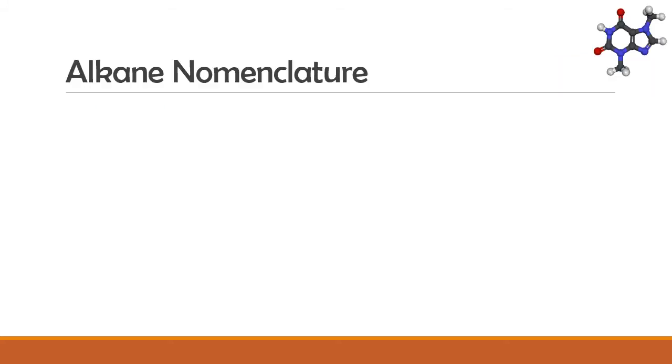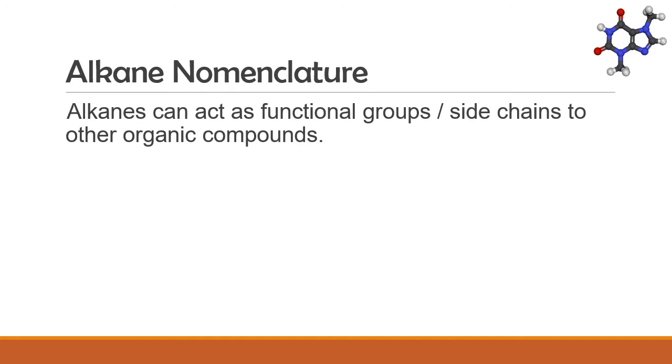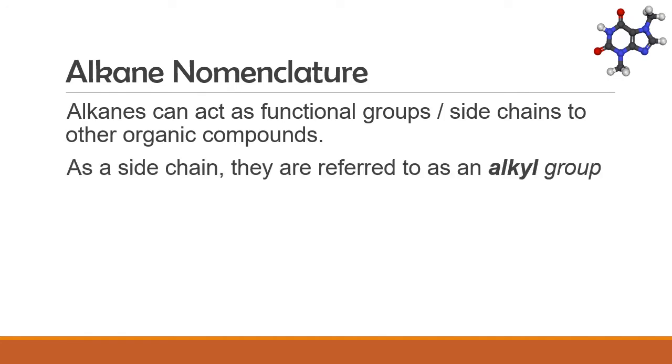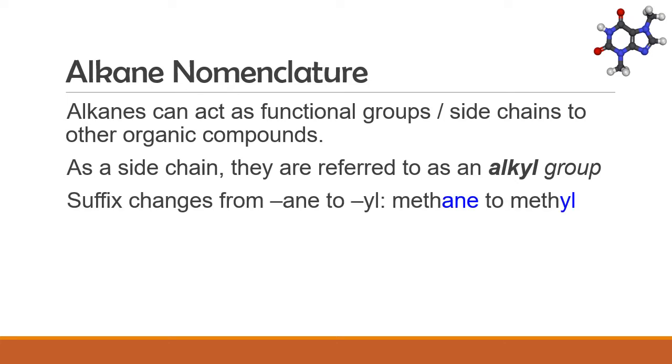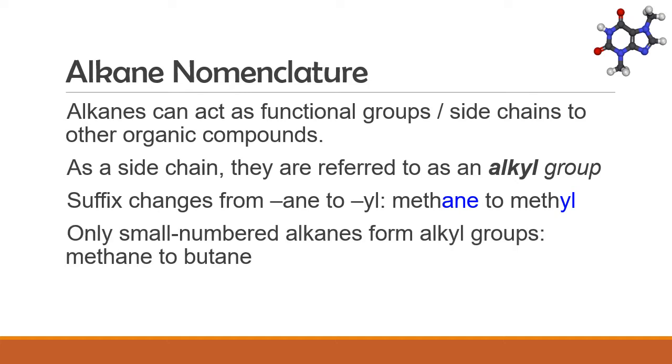In the previous module, we covered the naming of organic compounds. Many organic compounds have alkanes as the parent chain, but alkanes can also become side chains. When this happens, alkanes are referred to as the alkyl group. When naming alkyl groups, we simply change the suffix of the alkane from -ane to -yl. For example, methane becomes methyl. Not all alkanes form side chains. Only the small-numbered alkanes do so.